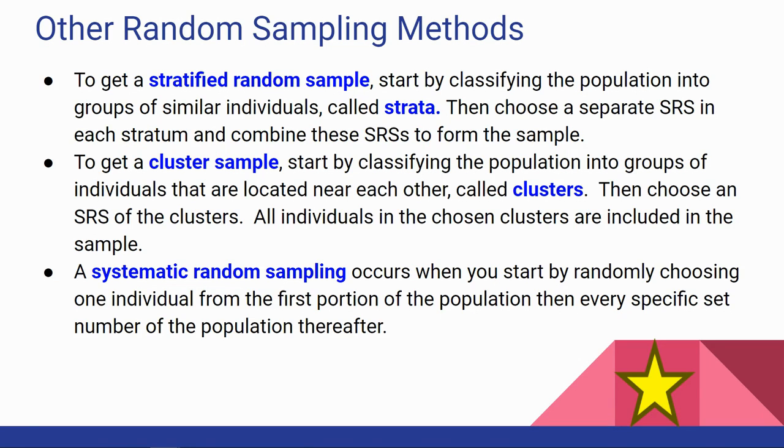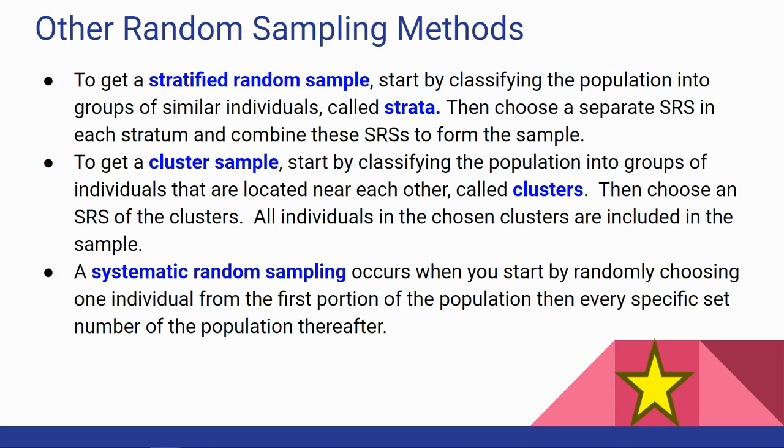To get a cluster sample, start by classifying the population into groups of individuals that are located near each other, called clusters. Then choose an SRS of the clusters, and all the individuals in the chosen clusters are included in the sample. So an example of that would be randomly choosing cities in Texas, then including all the residents of those cities in the overall sample.